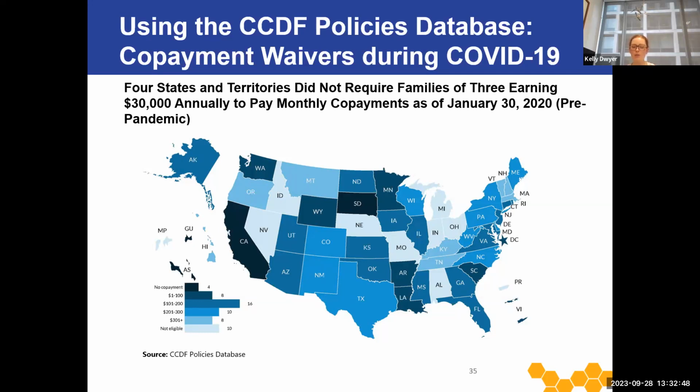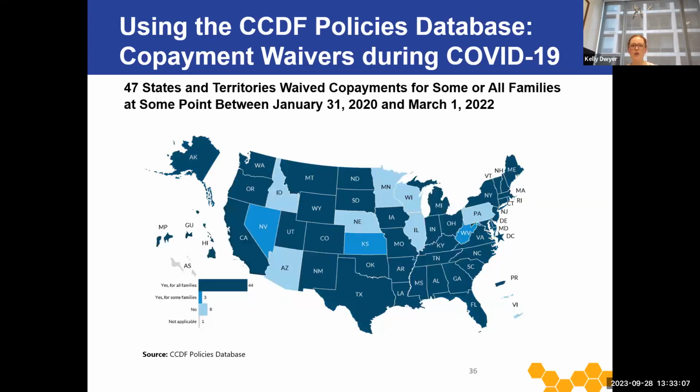Here we can see that prior to the pandemic, which we are defining as January 30th, 2020, which was prior to the emergency declaration, only 4 states and territories did not require families to pay a co-payment for a family of 3 earning $30,000 annually. In contrast, we can see that between January 31st, 2020 and March 1st, 2022, which is the most recent date that we collected COVID-19 policy information for, 47 states and territories waived co-payments for some families or for all families during this time period.